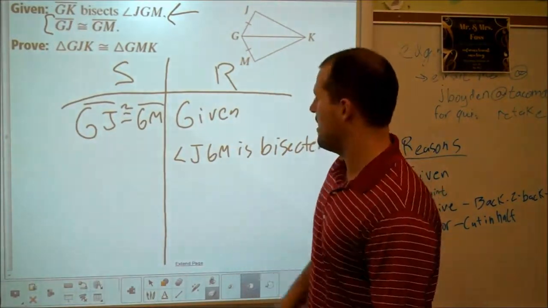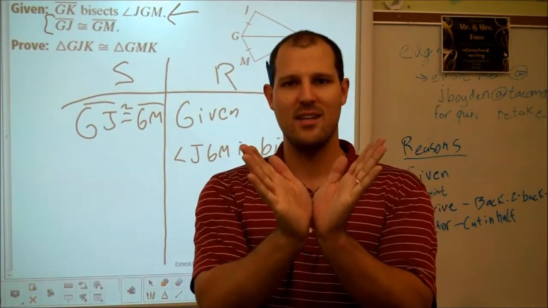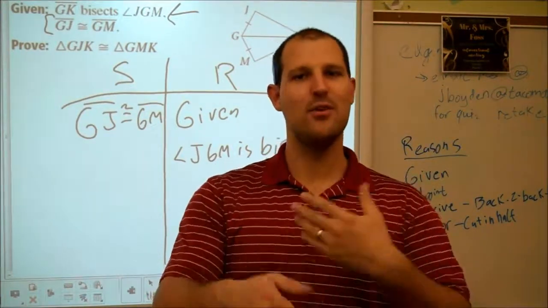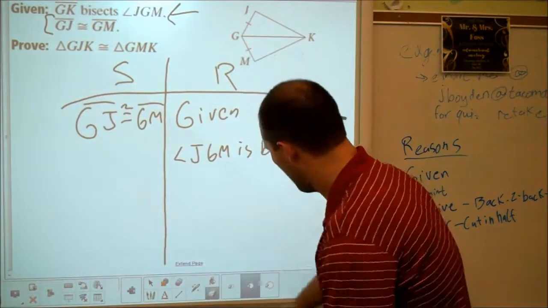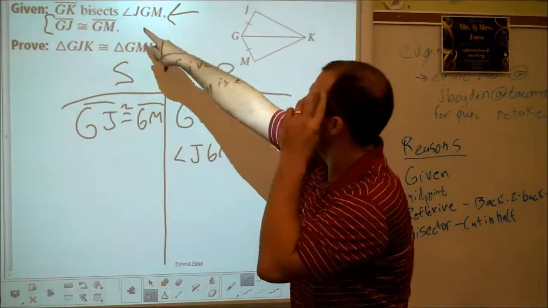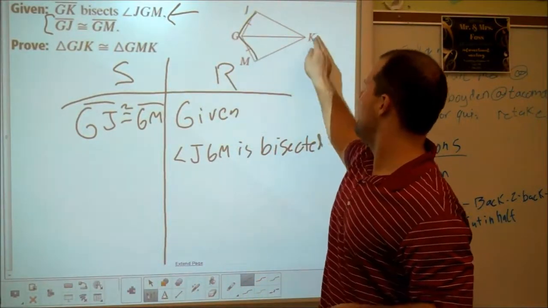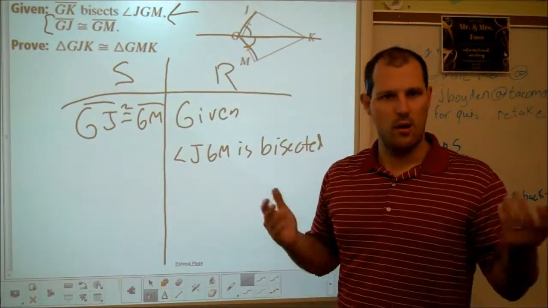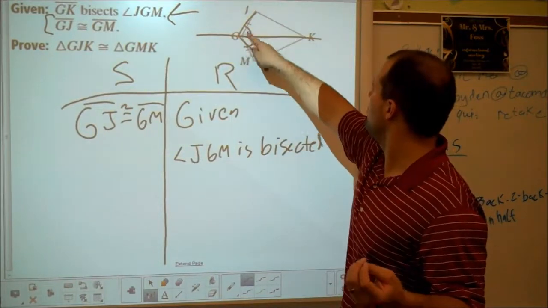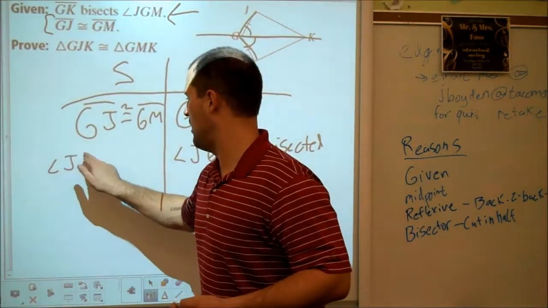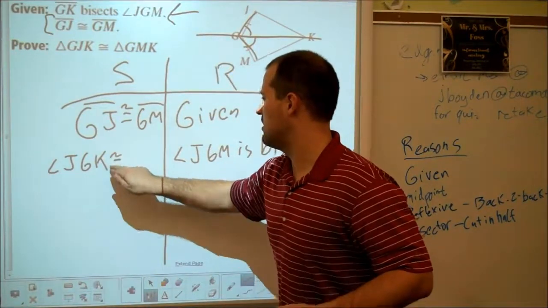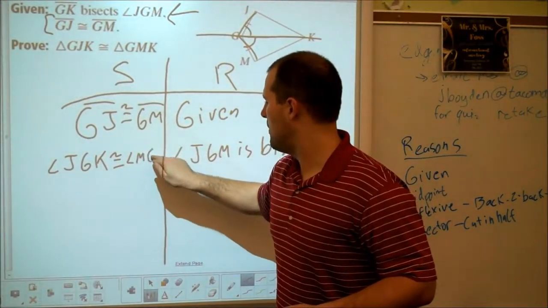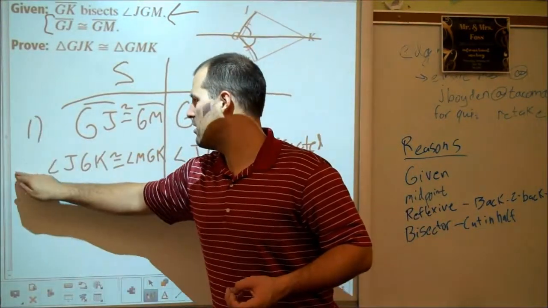If you bisect a slice of pizza, you get two slices of pizza. If you bisect an angle, you get two angles. Whatever you bisect, you're getting two of those now. So let's fill that in. Let's figure out what that angle is. Angle JGM is what got bisected, and that means it's getting cut in half, so here's your two equal pieces, from here to there, and from here to there, going back to that pizza analogy. So JGK is one of them. Angle JGK must be the same as the bottom one, angle MGK.